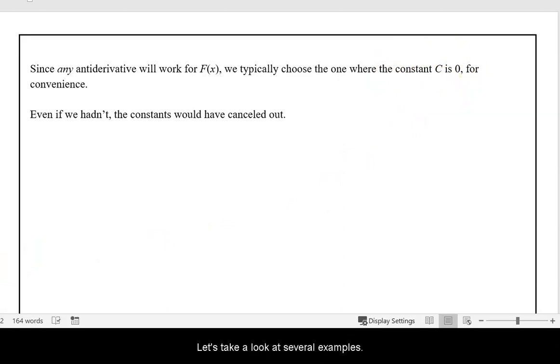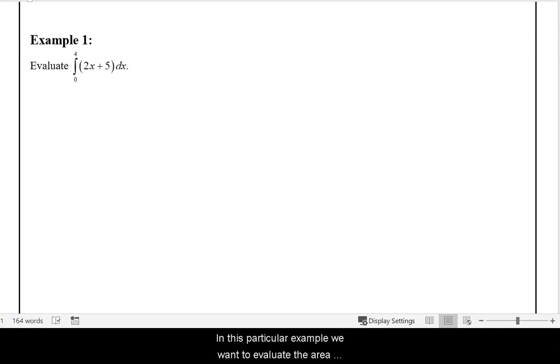Let's take a look at several examples. In this particular example, we want to evaluate the area under the function 2x plus 5 between the values x equals 0 and x equals 4. You know from the previous section that you could graph this and use a geometric formula to find it. Now, however, we're going to use what we learned in Chapter 4 about antiderivatives and what we've just learned about the Fundamental Theorem of Calculus Part 2 to put them together and solve this without having to graph it.